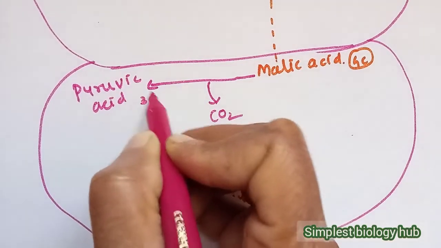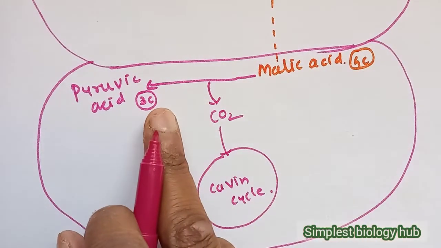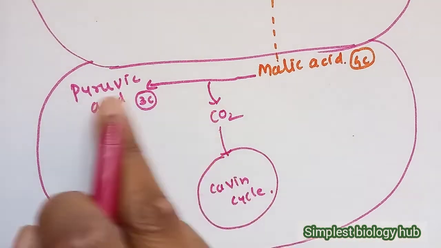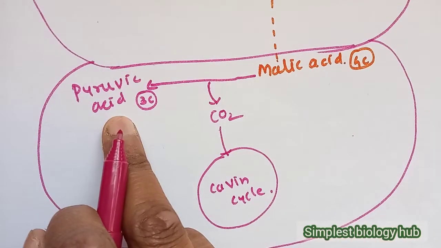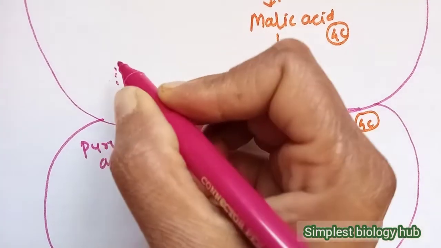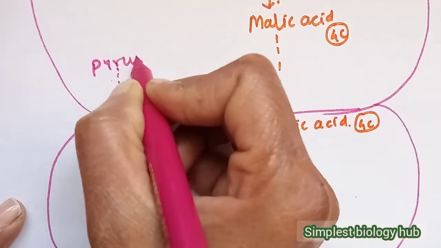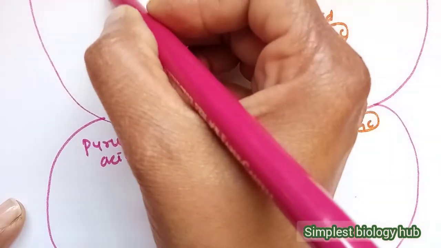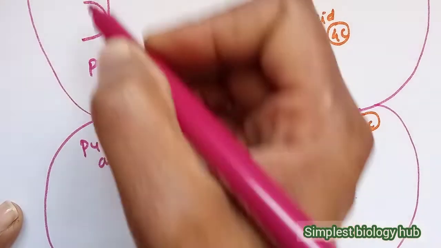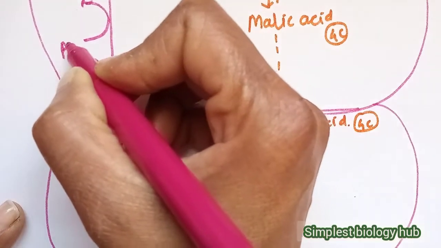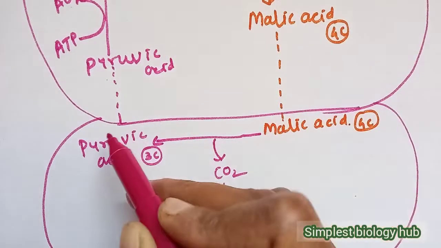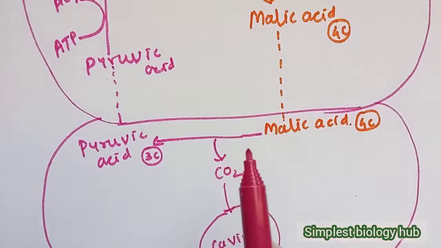That pyruvic acid is a 3-carbon compound. It means the 4-carbon compound is decarboxylated, one carbon dioxide is removed, which undergoes the Calvin cycle, while malic acid is converted into pyruvic acid. This process also takes place in the bundle sheath cell. After that, that pyruvic acid again enters the mesophyll cells, and it is regenerated into PEPA or phosphoenol pyruvic acid. But for the process of regeneration, it uses one ATP, and it converts into ADP. In this way, the complete cycle of carboxylation is complete here.